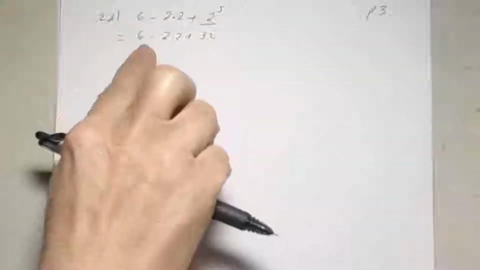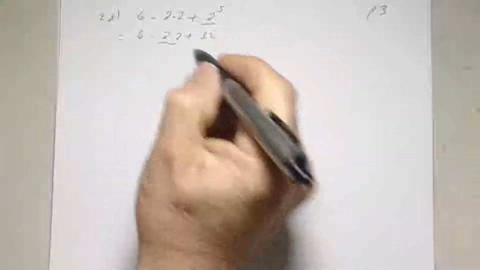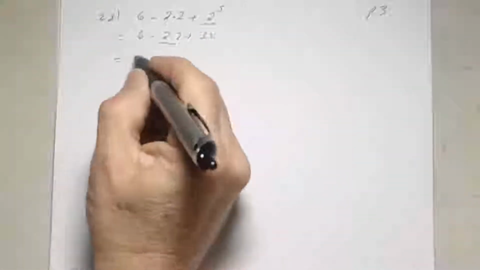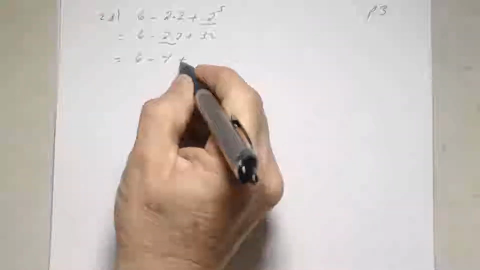How would it be 32? 2 times 2 times 2 times 2 times 2. 2 to the 5th, 1, 2, 3, 4, I'm sorry, times 5 of them. Okay, 32, right? All right. Now, what will be the next step you would do? Multiplication. Because all you have left is subtraction, multiplication, addition. So you do multiplication. So you're going to say 2 times 2 is 4. So 6 subtract 4 plus 32. So that's what I have.